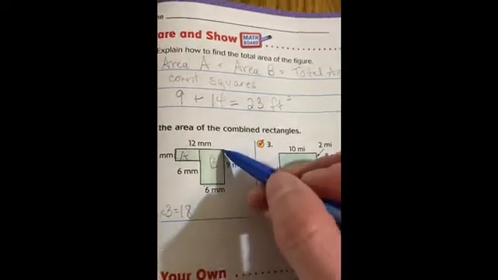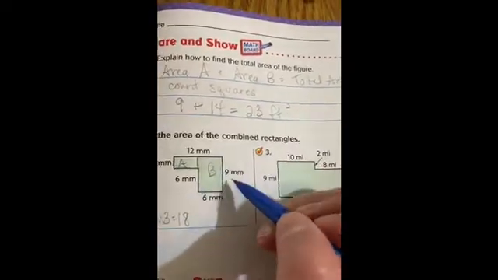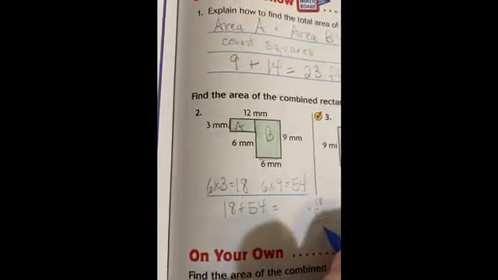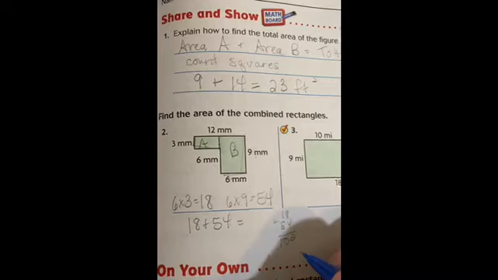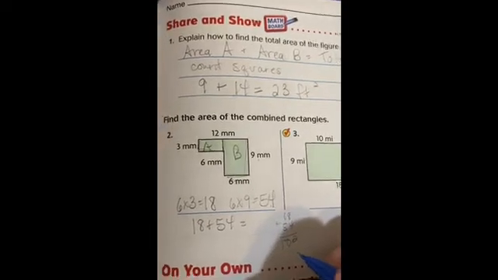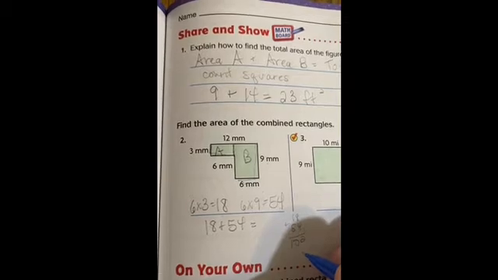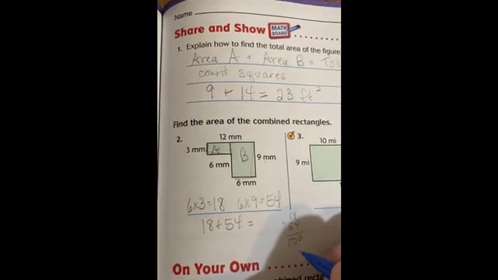Base, height. 6 times 9 equals 54, and then we add the two areas together. 18 plus 54 equals 100. 6 times 3 is 18, 9 times 6, 54.